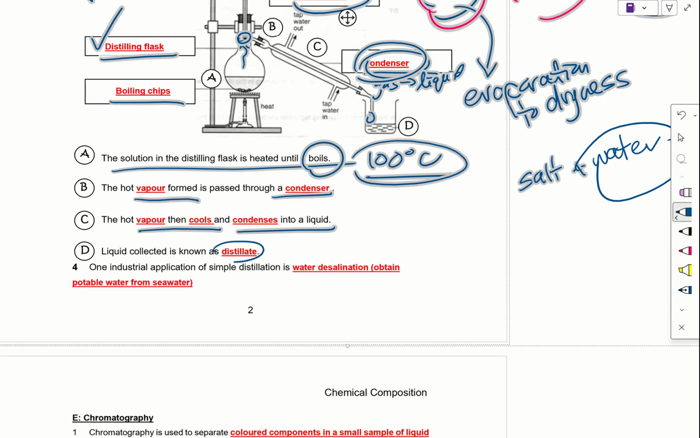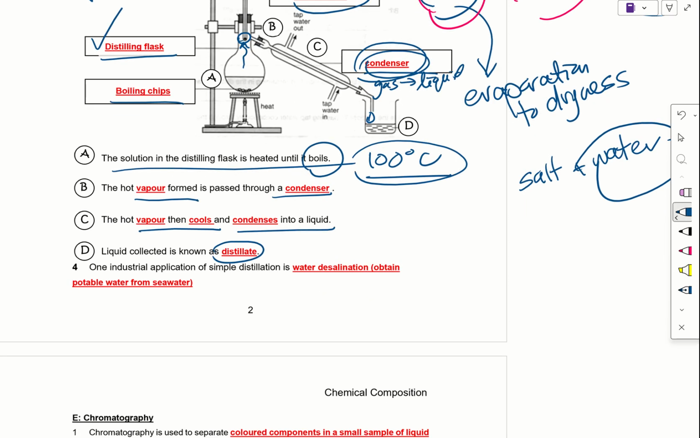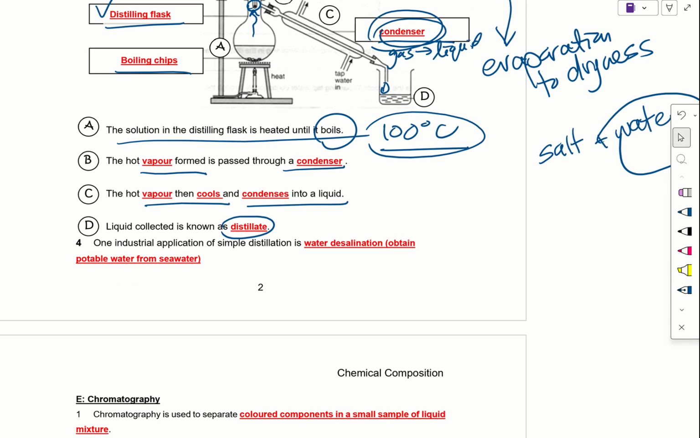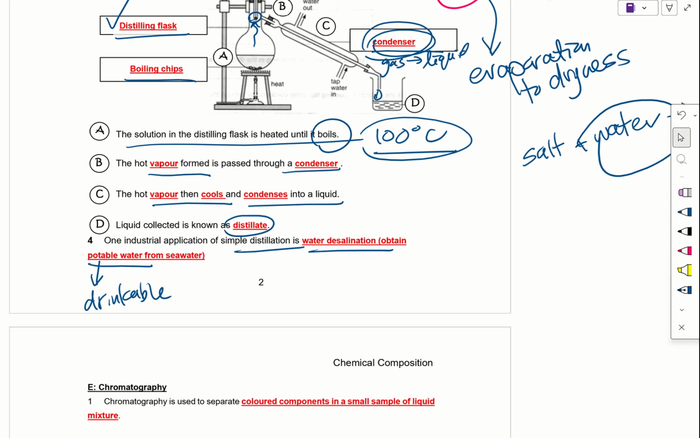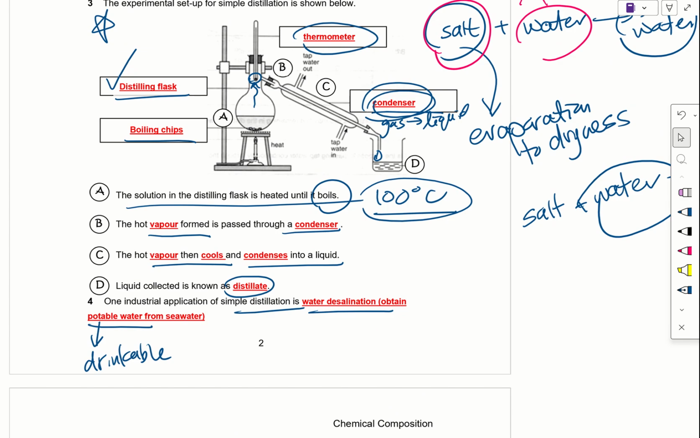Now this is important. It is not called a filtrate. Students always mix this up, distillate and filtrate. For distillation, it is a distillate. For filtration, it is the filtrate. The liquid collected is known as a distillate. One industrial application of simple distillation is water desalination. That means we try to obtain potable water, meaning drinkable water, from seawater. That's very important because Singapore doesn't really have a water source.